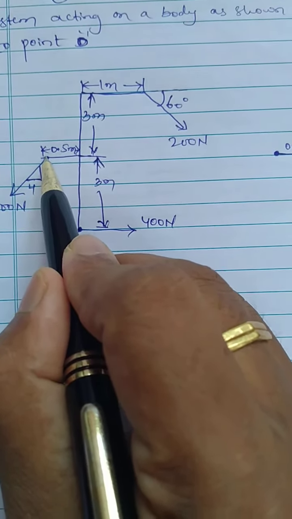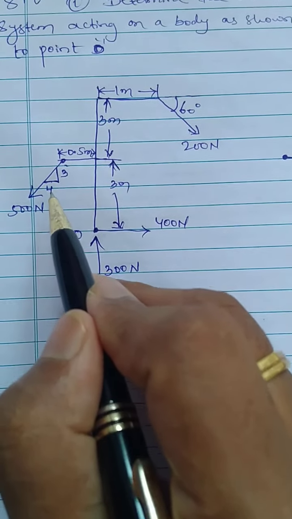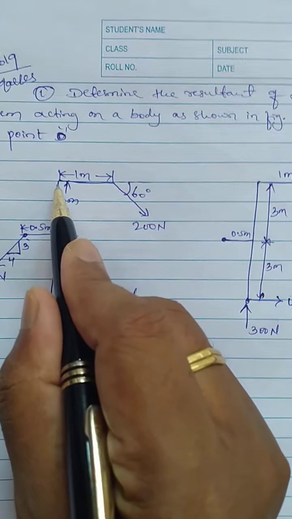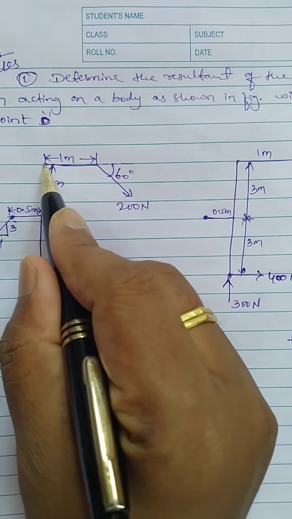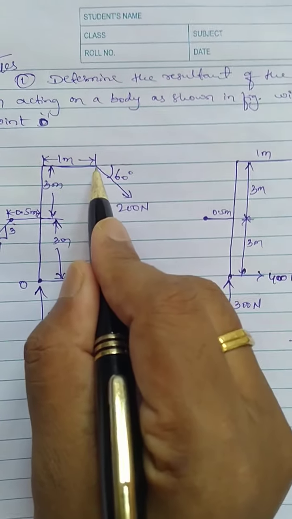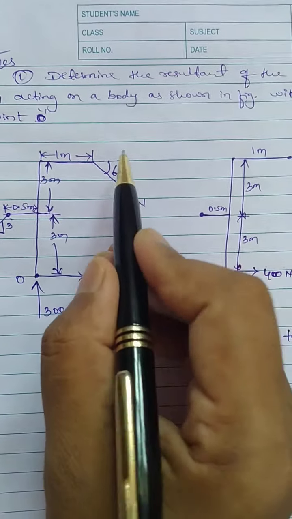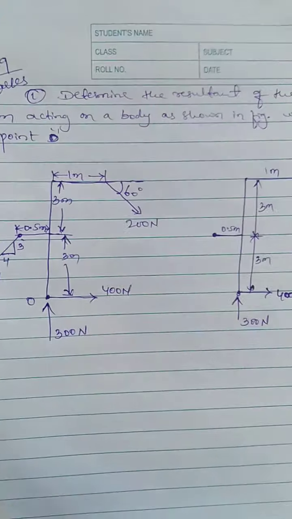at this point we have an inclined force of 500 Newton, for which they have given a slope 3:4, 3 vertical 4 horizontal. And again at a height of 3 meter, or we can say from point O about 6 meter towards right, at 1 meter, we again have an inclined force of 200 Newton, which is making an angle 60 degree with respect to x-axis.